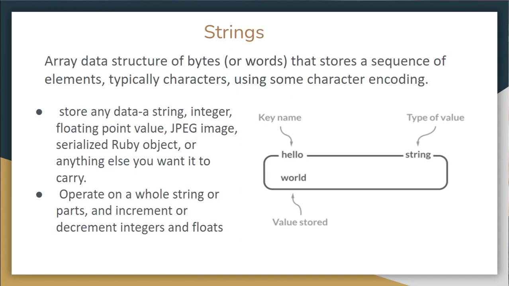Redis has strong data structures. You don't need to worry about whether your data will get lost or whether you won't be able to add that data. You can store any type of data: strings, numbers, floating points, JPEG images, serialized or deserialized objects, anything. It operates on the whole string or parts, and you can increment. If you are storing a number, in the backend it will be stored as a string. You can do any kind of operation on it, like increment or decrement.